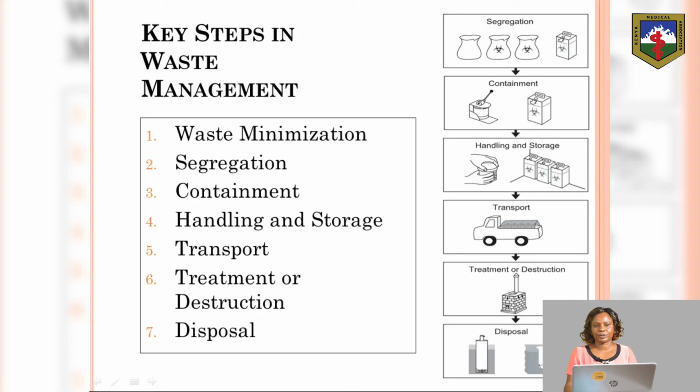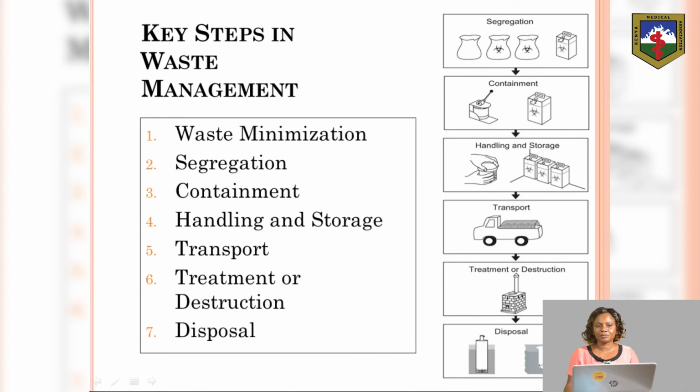We have the steps in healthcare waste management. Minimization of waste is the first step. This is the one which tells you not to waste resources and not to have a lot of dangerous waste around ourselves. So it's very key, and has to be considered even during procurement. You have to procure items which will facilitate minimization of waste.